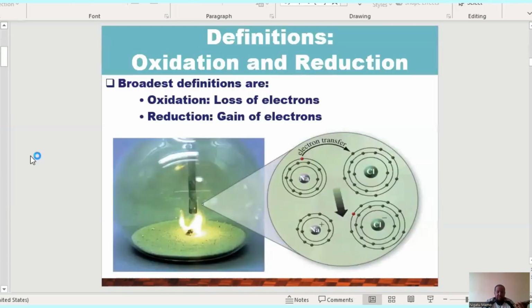Let's define what oxidation and reduction mean. The broadest definitions are: oxidation means loss of electrons, reduction means gain of electrons. Here in this picture, there is a chemical reaction in which there is transfer of electrons from one atom to another atom. This one loses an electron, and this one gains an electron. The process of gaining electrons is reduction. The process of losing electrons is oxidation.